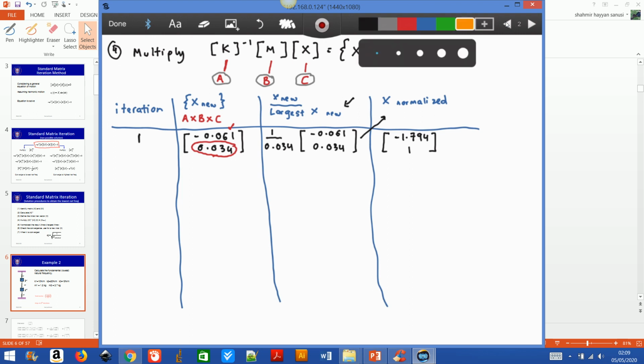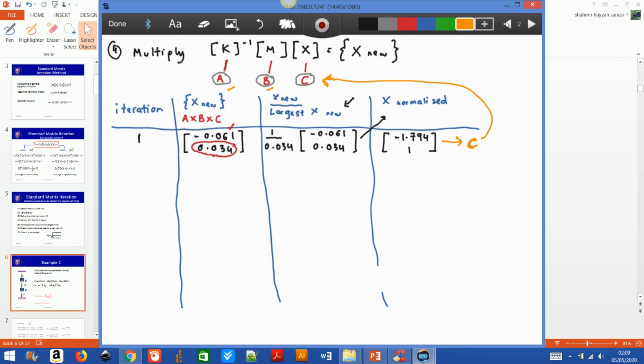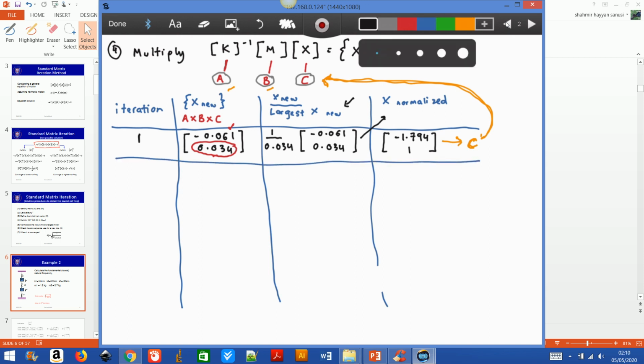So once you have completed this, this will basically be your new matrix C that you need to put in your calculator, which is in this one. Okay, A and B remain the same, but the C you need to refer to your new x normalized. So then do the iteration again, because the question asks us to stop at the 6th iteration. So for the second iteration, once I multiply matrix A multiplied by matrix B and matrix C, we'll get negative 0.033 and 0.057.